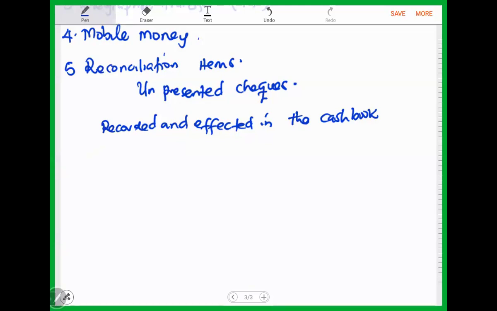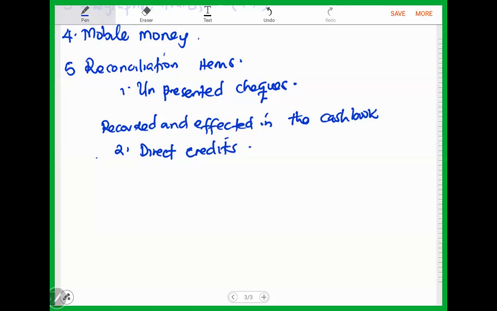This is number one. Number two, we have direct debits or direct credits. Direct credits, these happen in the bank. And we are saying that here some money is paid directly into the bank account. However, these receipts don't appear in the cash book. Someone pays you money and deposits it directly on the account.